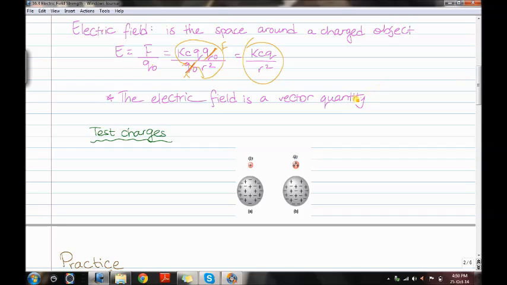Now the electric field, remember, is a vector quantity, and the unit is Newton per coulomb. Here we also have test charges: Q naught is positive, it has one positive charge, and here it has 3. As you can see, it looks different from A and B, as if the charges in the spheres have been redistributed.